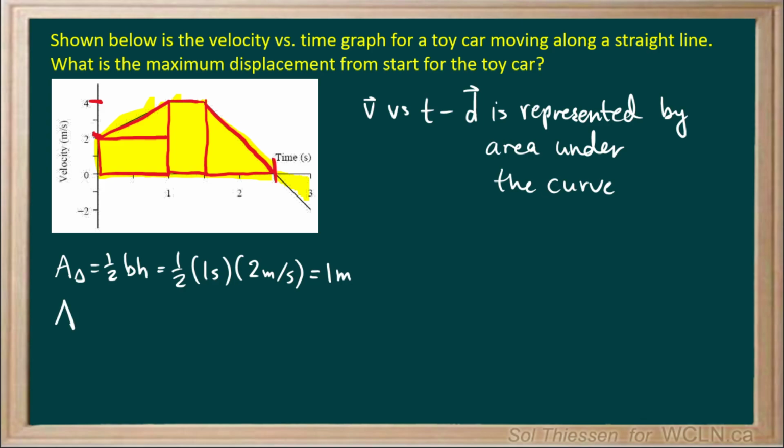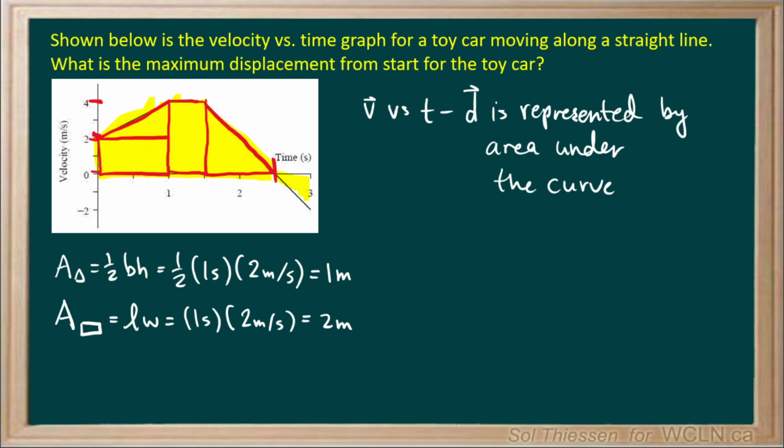Next, we'll do the rectangle on the left. The area of a rectangle is length times width. The length is 1 second. Or I guess we could say the width is 1 second. Doesn't matter, the order is unimportant. Then the width or length, whichever dimension you want it to be, is 2 meters per second. So the difference between 2 and 0 is 2. So this is 2 meters.